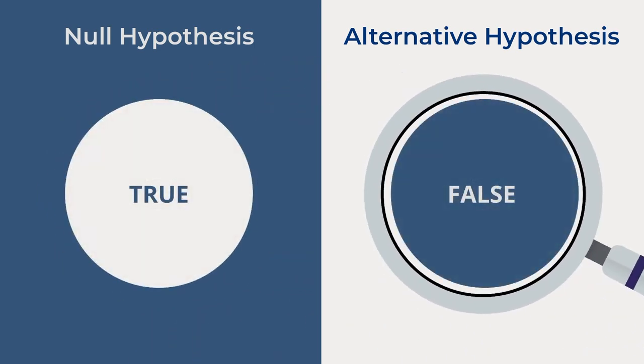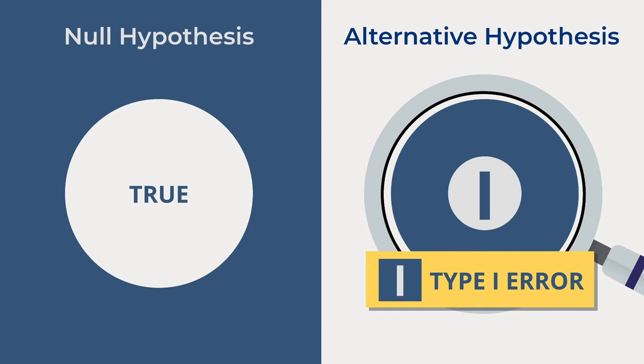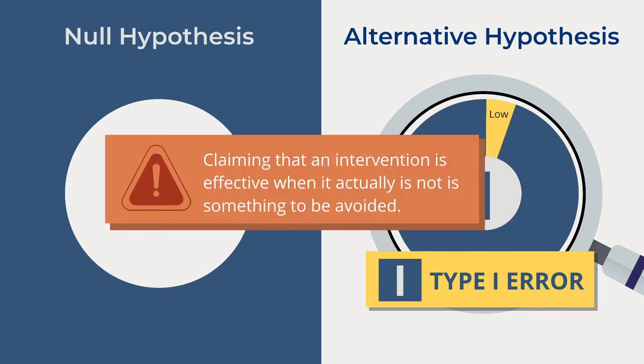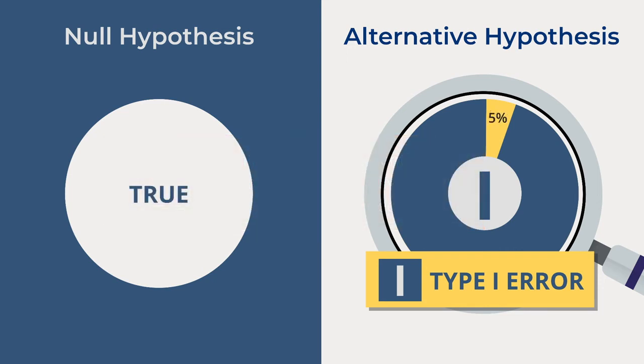If the results favor the alternative hypothesis when the null hypothesis is true, this is called a type 1 error. We generally want the chance of this type of error to be very low. Claiming that an intervention is effective when it actually is not is something to be avoided. The researcher works with the biostatistician to decide the type 1 error rate to be used for the study. The typical error rate used for most studies is 5%.